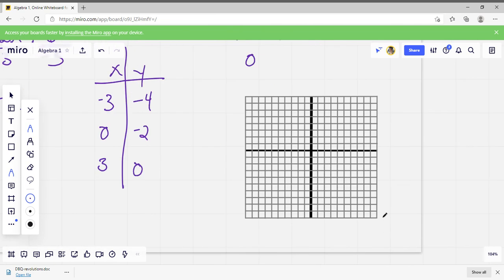Our first point is negative 3, negative 4, so our x value is going backwards. So 1, 2, 3 backwards, and down 4. 1, 2, 3, 4. Be right there. Then we have our x value is 0, so we're not going to go back and forth at all, but we're going to go down 2. Be there. And then our x value is 3, so we're going to go over 3. And we won't go up and down at all because that's 0. 1, 2, 3. And there's our line. I can draw a line here. And your graph should look like that.